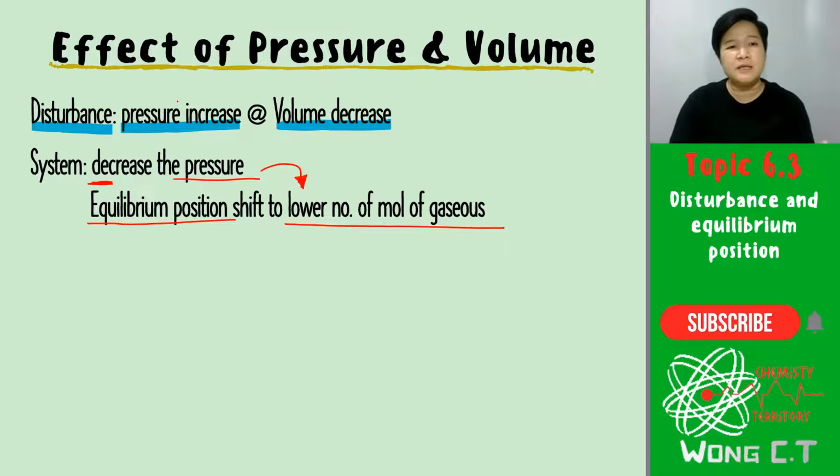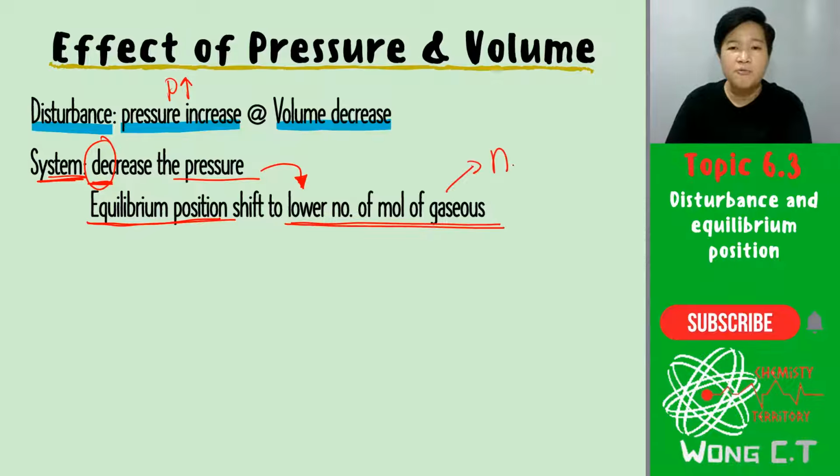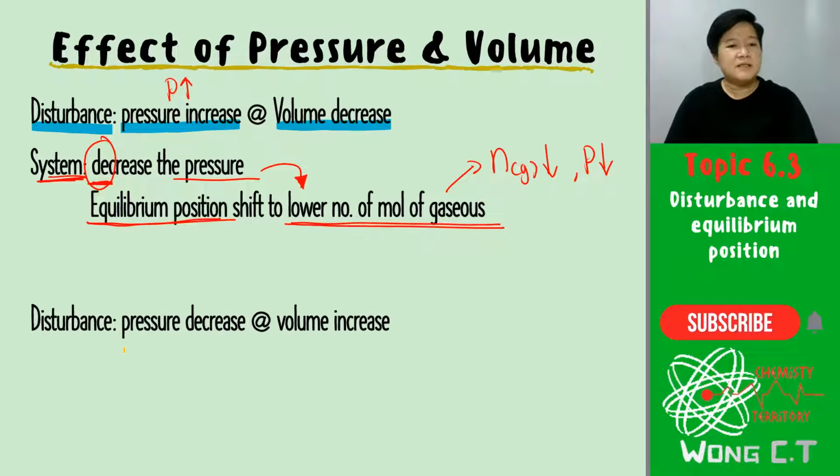So if the disturbance is increasing pressure, the system will try to go against the disturbance. Okay? So the system will decrease the pressure. When the system wants to decrease the pressure, what can we do? Simple. The equilibrium position will shift to a lower number of moles of gases, because when the number of moles of gases decreases, the pressure will also decrease. Remember that? Simple. Next, what would happen when the disturbance is pressure decrease?